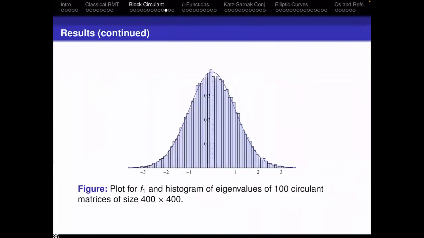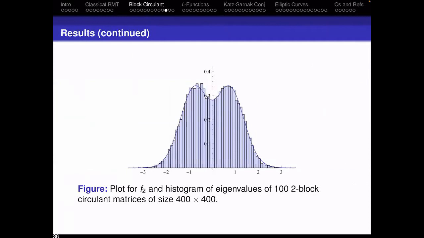So this is the case when m equals 1. And I am plotting a histogram of the eigenvalues of 100 of these circulant matrices of size 400 by 400 against a Gaussian. So this is a complex analysis class. This is not a statistics class. Is this convincing to you? Yes. On the theoretical side, this is convincing enough.